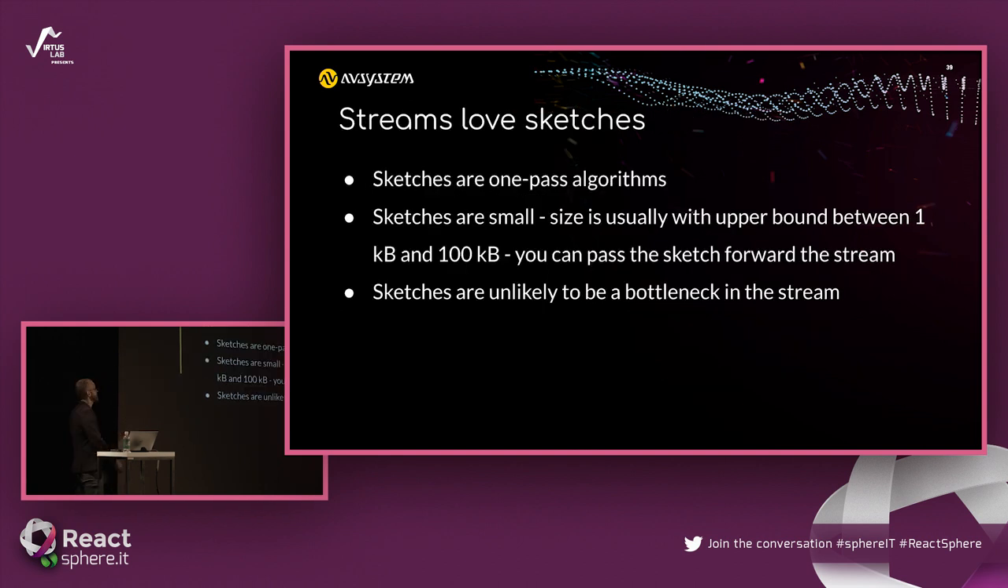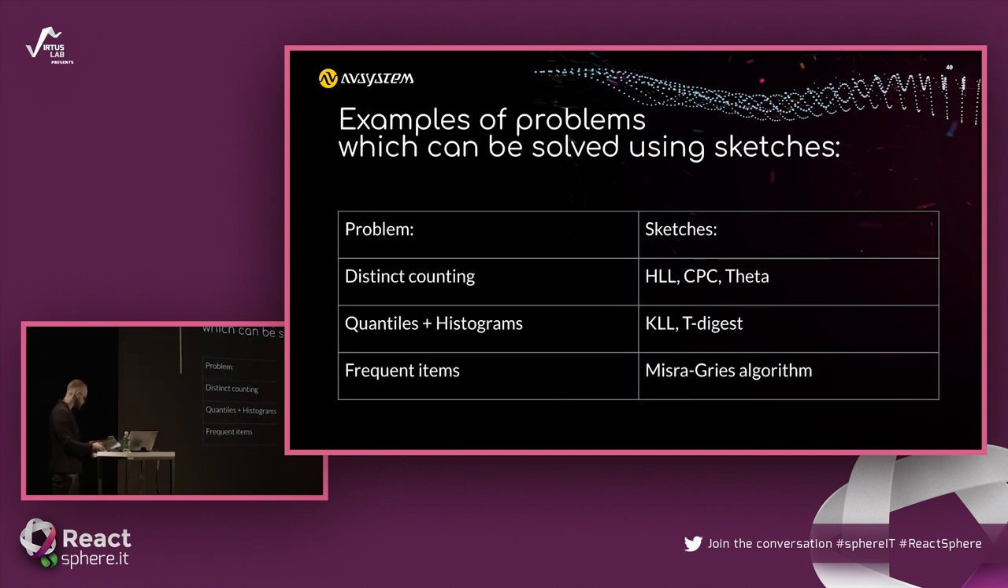And streams love sketches. Sketches are one-pass algorithms, which is usually a requirement for an efficient stream processing system. Sketches are small. Size is usually with an upper bound between 1 kilobyte and 100 kilobytes, and that means that you can pass a sketch forward in the stream, and sketches are unlikely to be a bottleneck in the stream because they are fast.